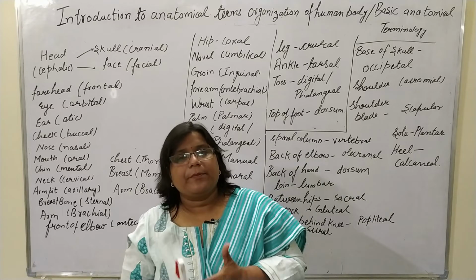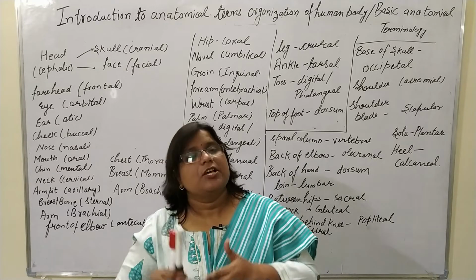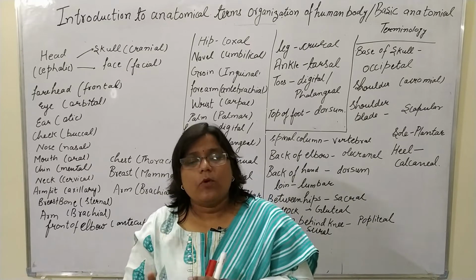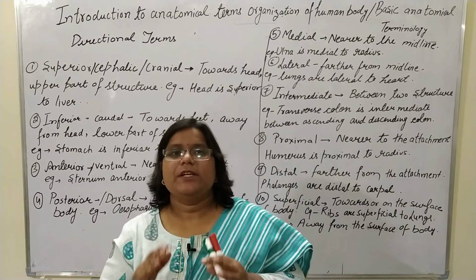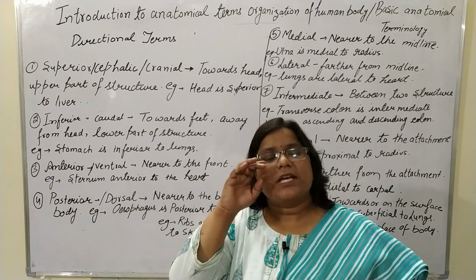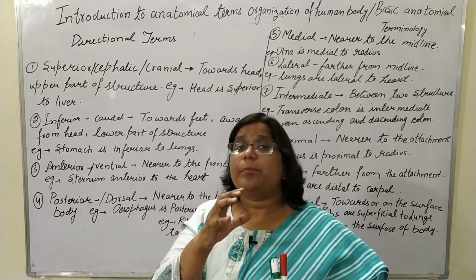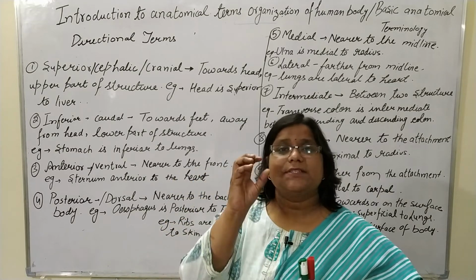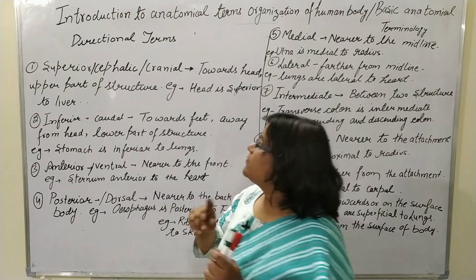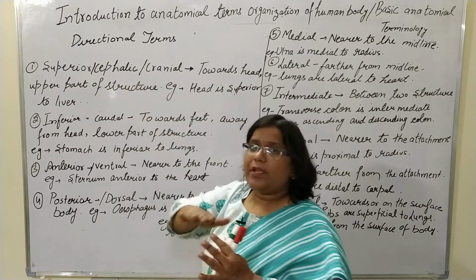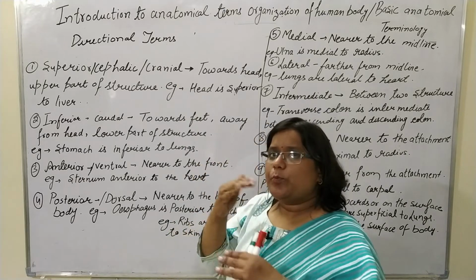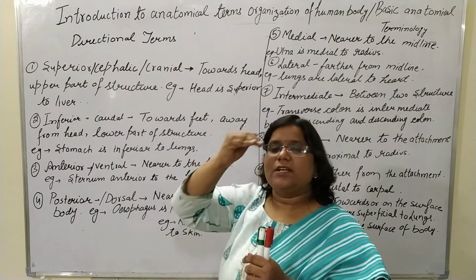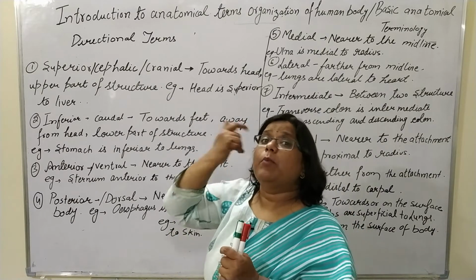Now come to some directional terminologies, so that we can study anatomy and physiology more easily. Directional terms are used to locate a particular organ or a particular surface of the body. First is the superior. The superior is also named the cephalic or the cranial. What does superior mean? Superior means on the upper side, the above side.